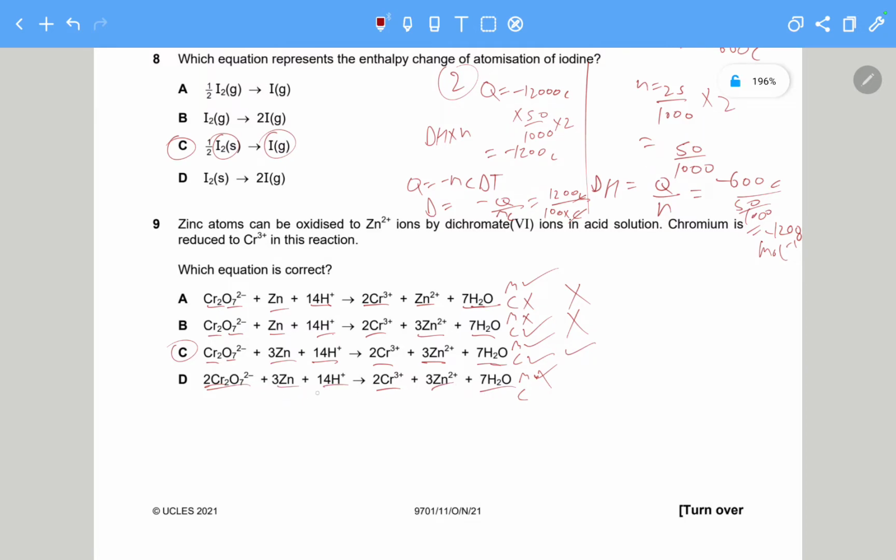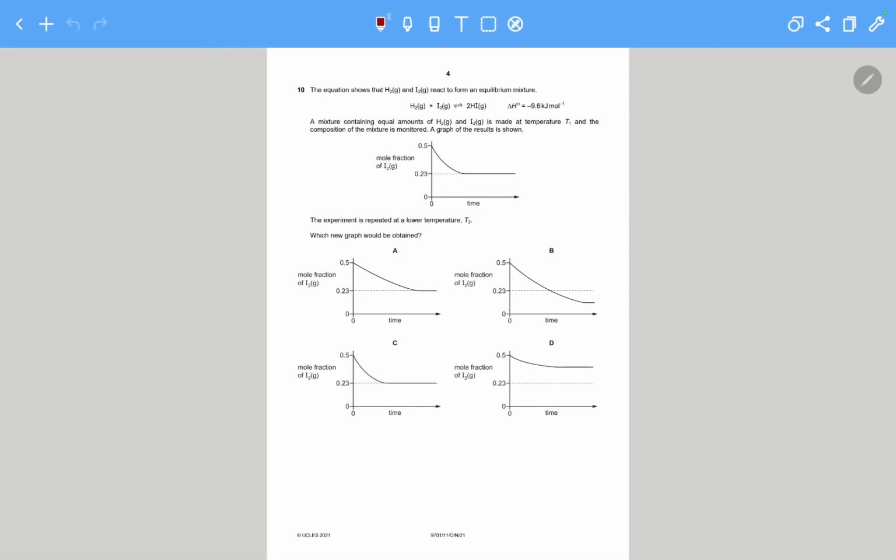Charges: -4 plus 14, which is plus 10 on the left, to +6, which is plus 12 on the right. So both charges and moles not balanced. So this cannot be correct either. So C is the correct answer.